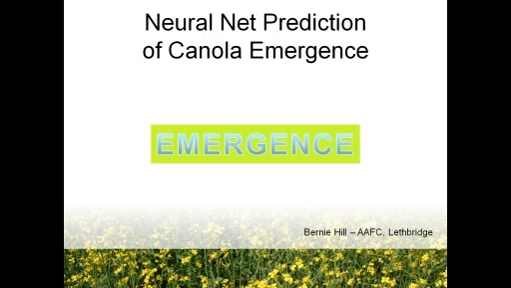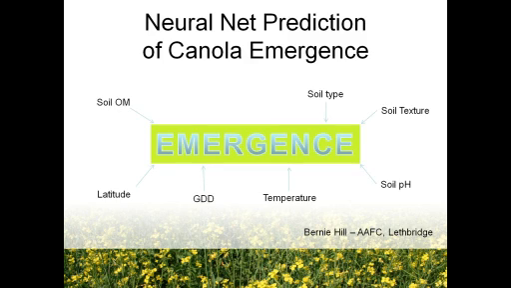We asked Bernie Hill out of Lethbridge to take his neural net model and predict, using soil parameters and environmental parameters, how much canola might emerge. He looked at soil type, soil texture, pH, soil temperature, growing degree days, latitude, and soil organic matter, and none of those were very important. Interestingly, the 1, 2, and 3 reasons for canola emergence were precipitation 1 week before seeding, precipitation 2 weeks before seeding, and precipitation 1 week after seeding. Unfortunately, you can't really control that, but it puts into context some of the other things that we do.